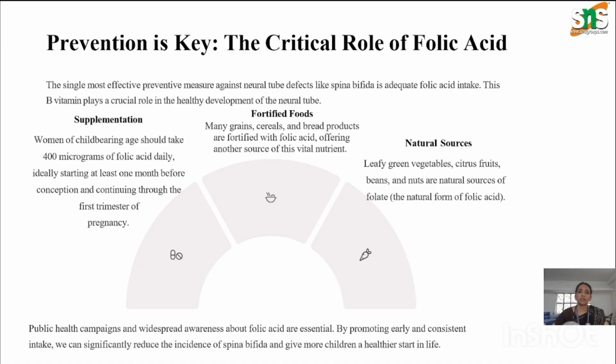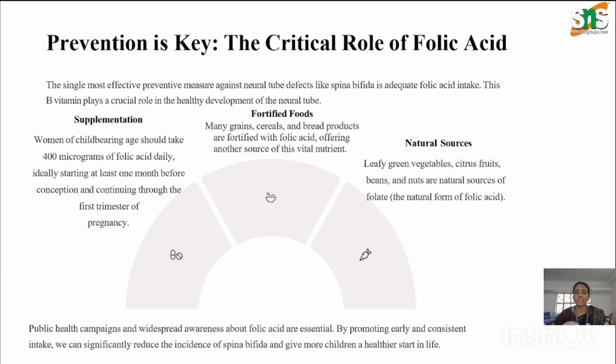Significant defects can be prevented with the help of folic acid. Adequate folic acid intake is a great preventive measure against neural tube defects. Vitamin B also plays a crucial role in healthy development of the neural tube. Supplementation: women of childbearing age should take 400 micrograms of folic acid daily, ideally starting at least 1 month before conception and continuing through the first trimester of pregnancy.